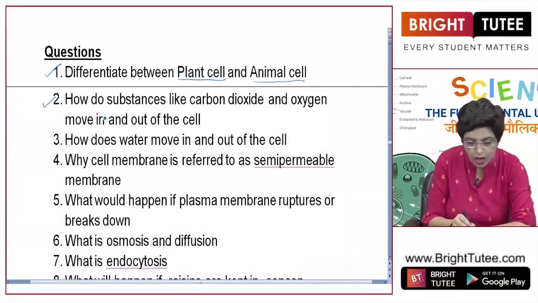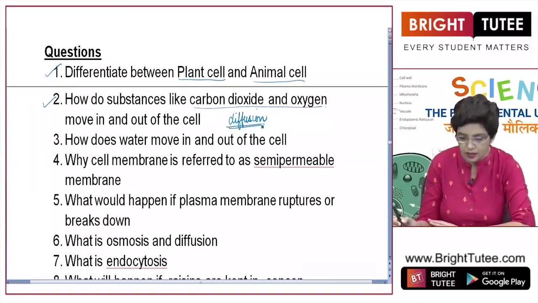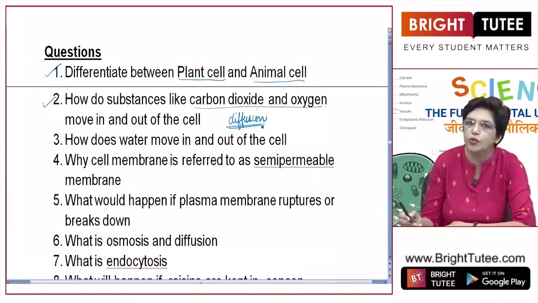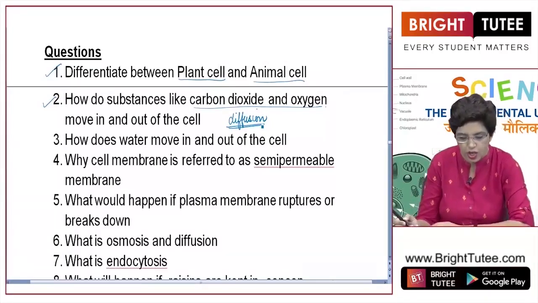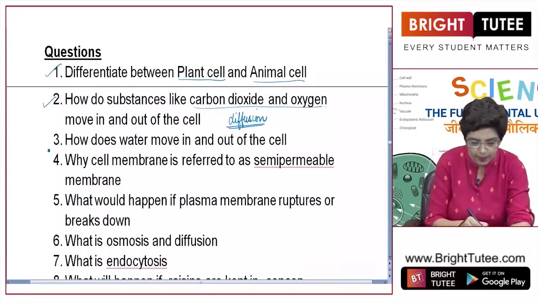Next question, how do substances like carbon dioxide and oxygen move in and out of the cell? These gases move in and out of the cell by the process of diffusion. Diffusion means movement of gases or liquid or solid from region of high concentration to region of low concentration. So they move in and out of the cell because of the semi-permeable nature of the plasma membrane.